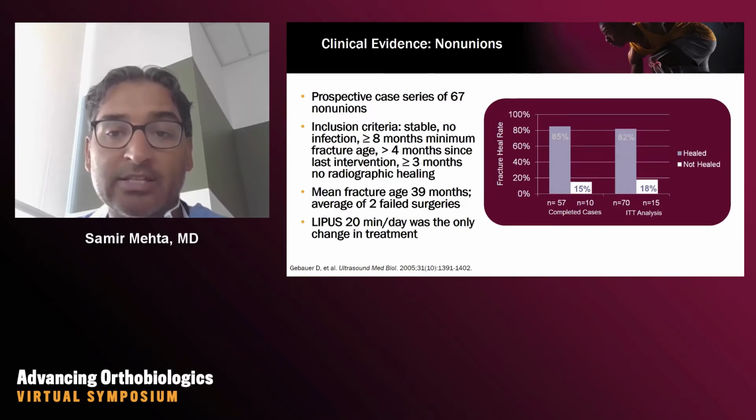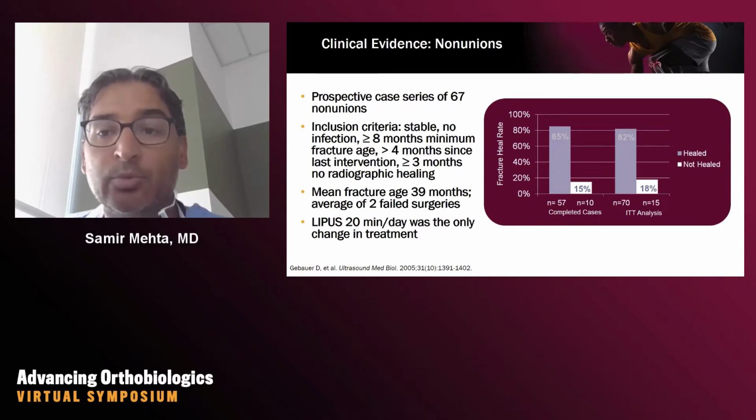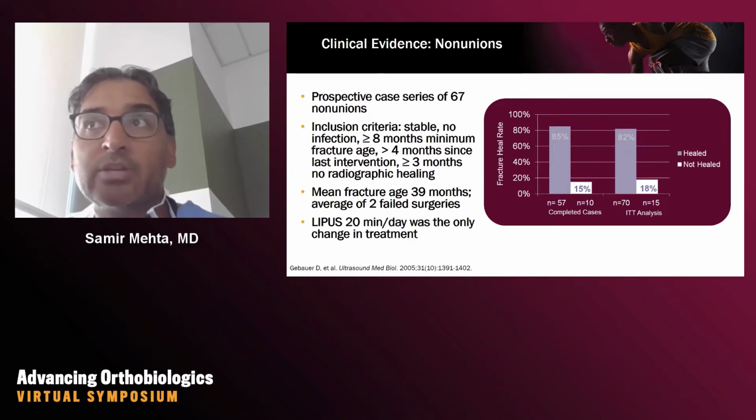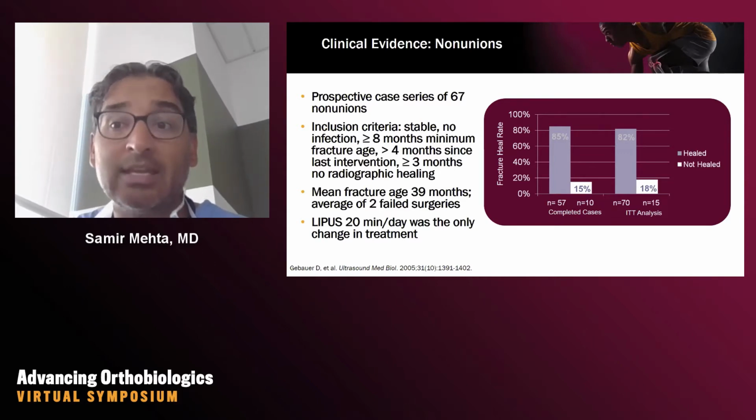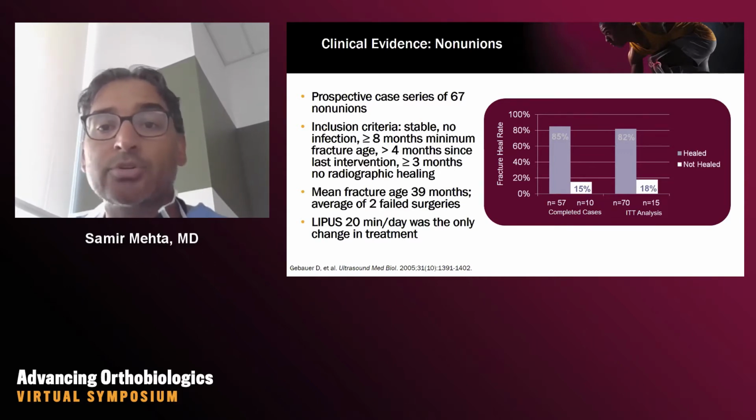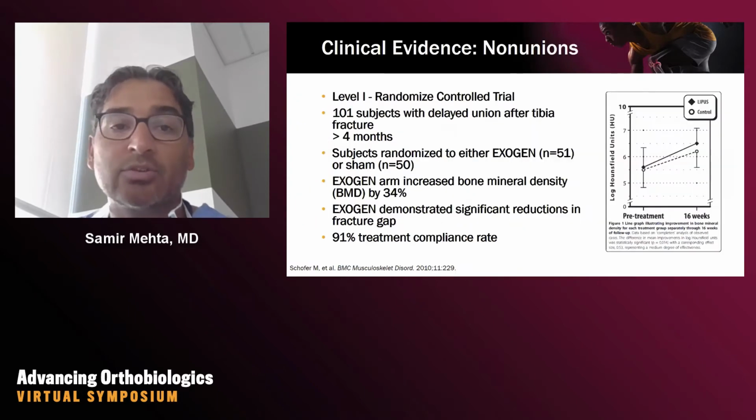Another prospective case series of 67 non-unions. Again, these were long, drawn-out non-unions. Ultrasound treatment was the only treatment rendered, with an 82% non-union heal rate. I will tell you that if I could promise my patients an 85% heal rate with surgery after a non-union, I would take it. So these numbers are comparable in some ways to what we get surgically.